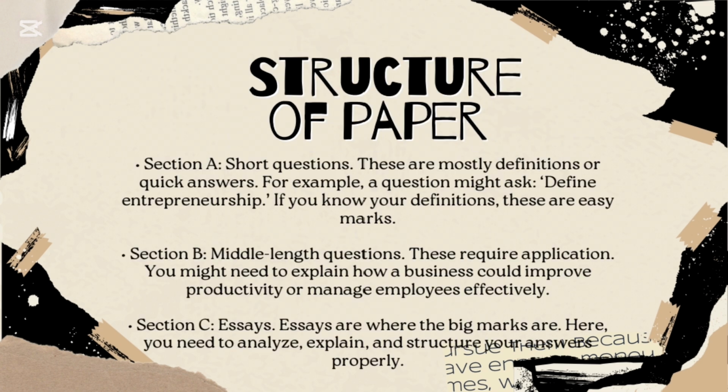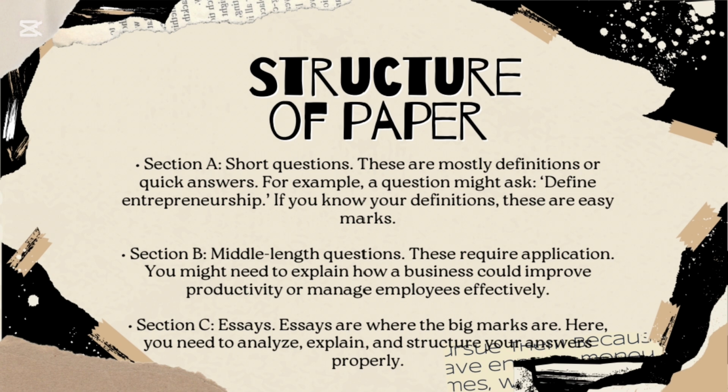Number one, understand the exam. So we're going to concentrate on the structure here. First, let's talk about the structure. Knowing how the exam is set up is the first step to scoring high marks. Business studies has two papers, paper 1 and paper 2. Each paper is divided into 3 sections. Section A, short questions. These are mostly definitions or quick questions. If you know your definitions, these are easy marks.